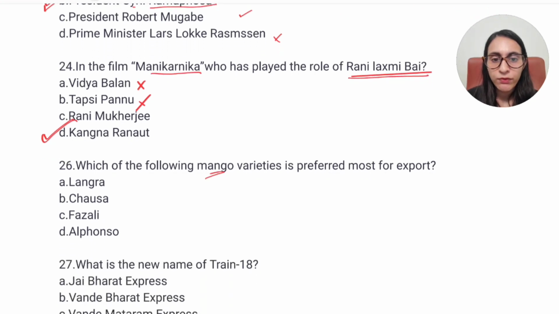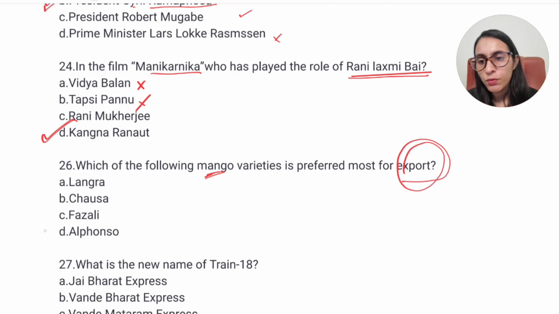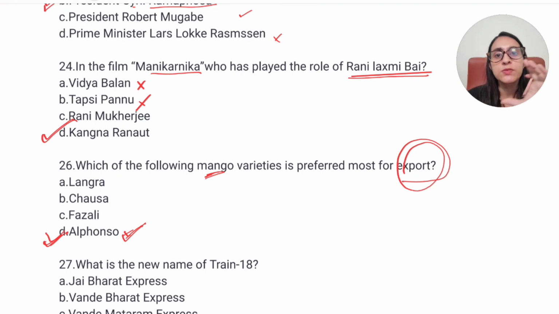Which of the following mango varieties is preferred most for export? So the Alphonso mango variety is preferred most for export. It is known for its exceptional taste, aroma and quality, making it highly sought after in the international markets. Now Alphonso, if you have seen Maaza ads or some ads, they have shown some very nice pictures, big mangoes. You can cut it and eat it with a spoon also. So all these mangoes that we eat, these are the Alphonso mangoes.